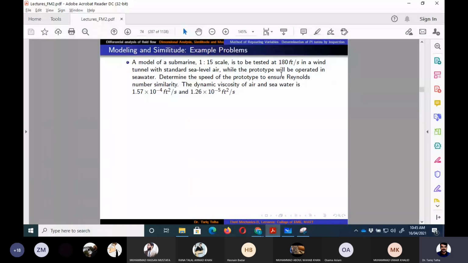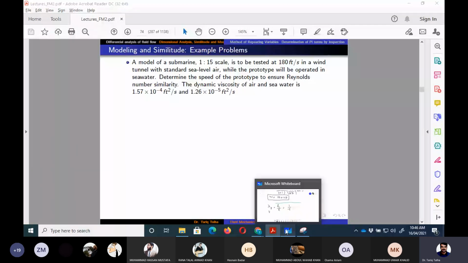While the prototype will be operated in seawater, we all know that a submarine operates in seawater. Determine the speed of the prototype to ensure Reynolds number similarity. The kinematic viscosity of air and seawater is 1.57 into 10 to the power minus 4 and 1.26 into 10 to the power minus 5 feet squared per second.